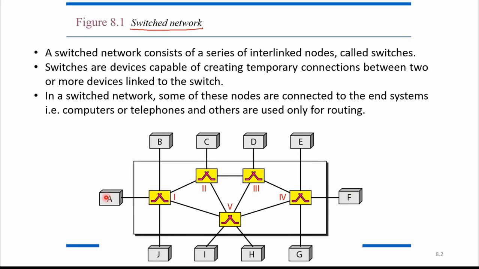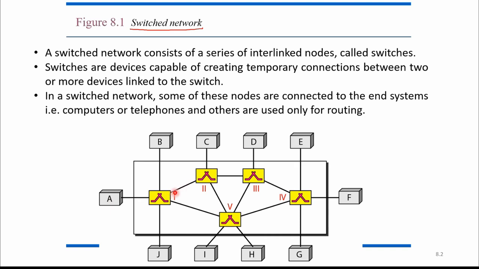So if A and C want to connect, switch 1 and switch 2 will be providing a connection, or supporting a connection between A and C via these switches. So these are the switches that basically support a temporary connection between A and C. If A and C want to communicate, switches 1 and 2 will be creating a temporary connection between these two.